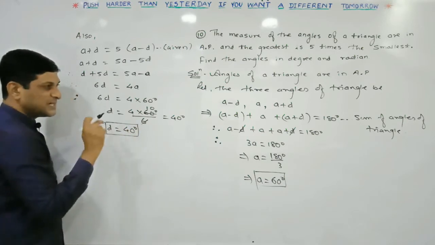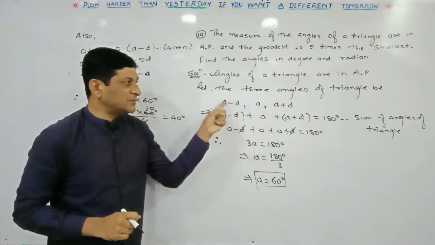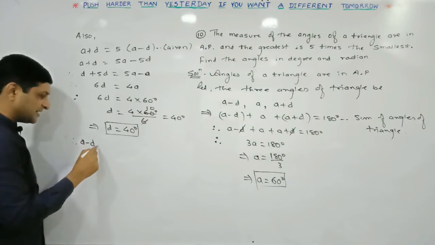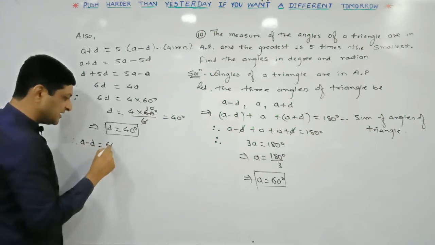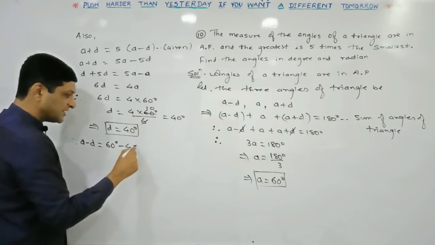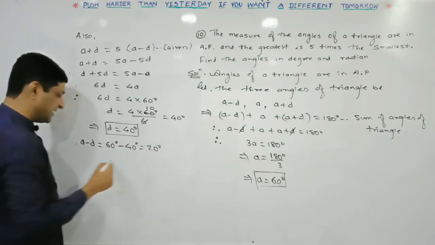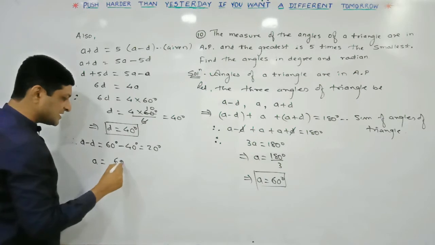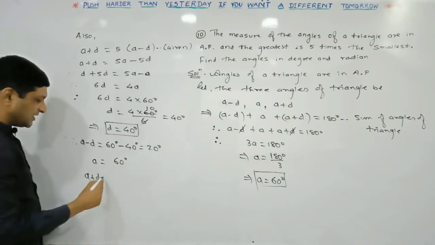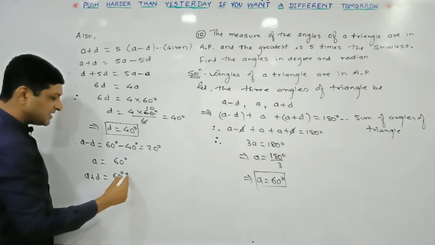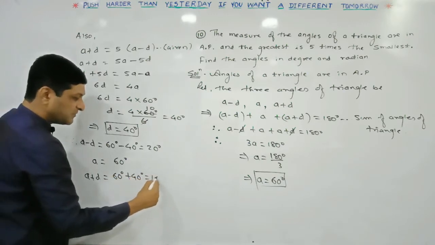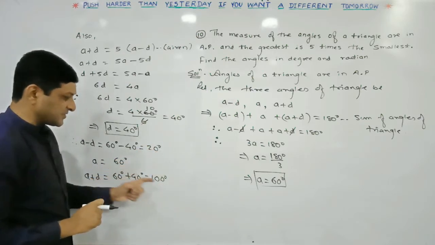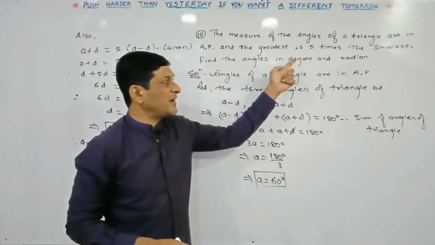Once the values of D and A are known to us, we will get the 3 angles of the triangle. So therefore A minus D, this is our first angle. Replace A by its value, that is 60 degrees, minus D by its value, 40 degrees. 60 minus 40 will be equal to 20. Which is the second angle? The second angle is A. And what is the value of A here? 60 degrees. And the third angle is A plus D. A is 60 and D is 40. So 60 plus 40 will be equal to 100. In this way we have got the 3 angles of the triangle. One angle is 20, the second angle is 60 and the third angle is 100.